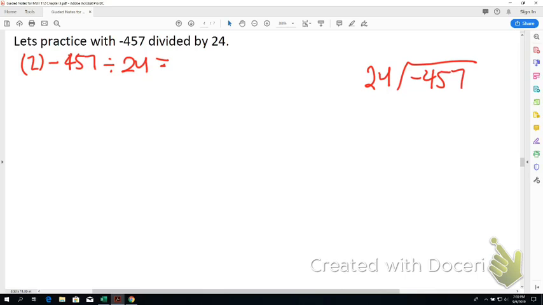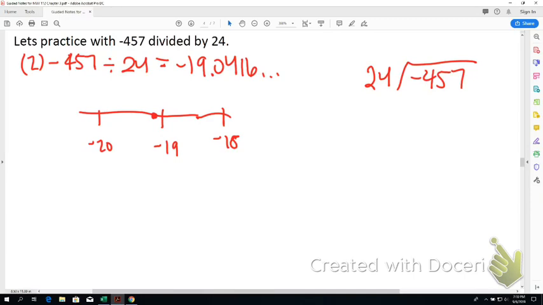I get negative 19.0416 dot, dot, dot. So you'll notice that, well, what's the largest number that's less than or equal to this? And you might think it might be negative 19. But remember, this is a negative number. So on the number line, we have negative 19, and here's that value, right? And here's negative 20, and negative 18's over here somewhere.